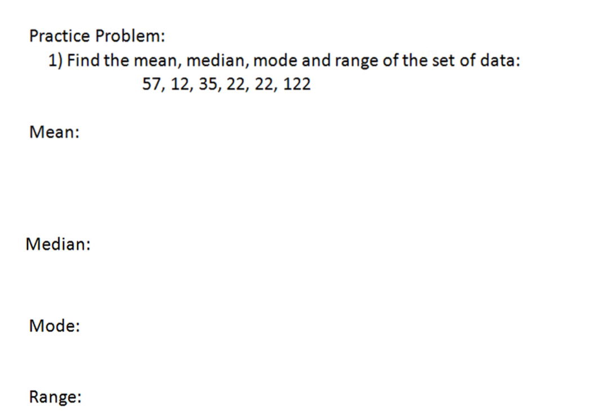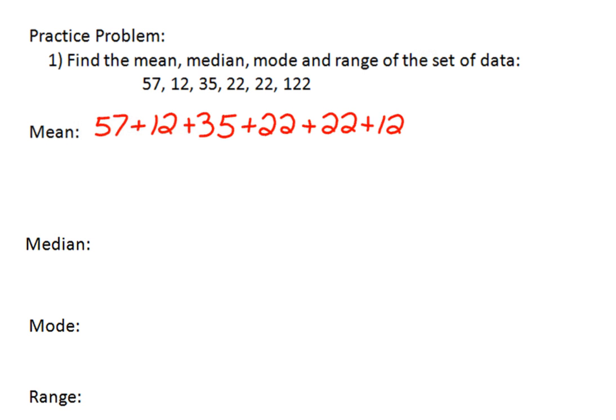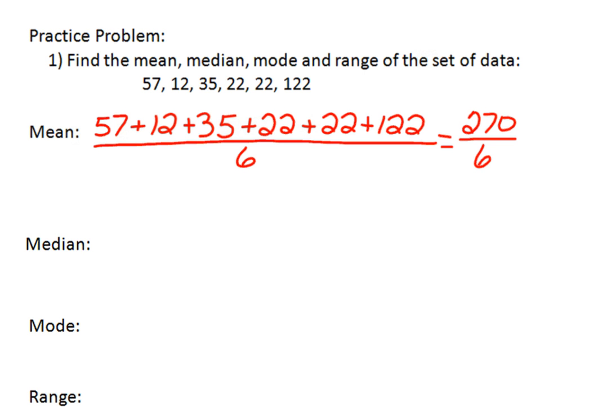Well, in order to find the mean, you have to add up the numbers and divide by how many numbers are in the data. So 57 plus 12 plus 35 plus 22 plus 22 plus 122 over how many numbers are there in the data? 6. So now let's add the numerator. And we get 270. Keep the denominator the same. And when you divide those numbers, you get 45. So the mean of the data, or the average of the data, is 45.